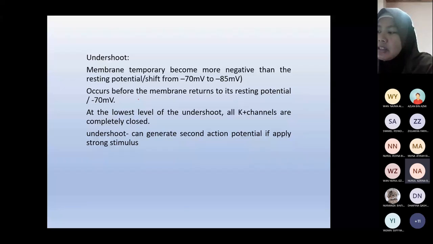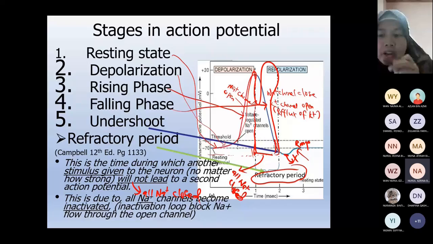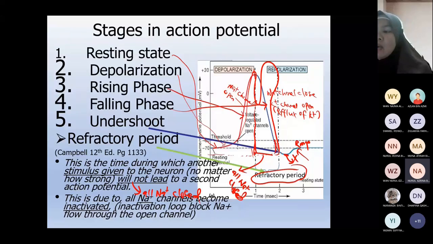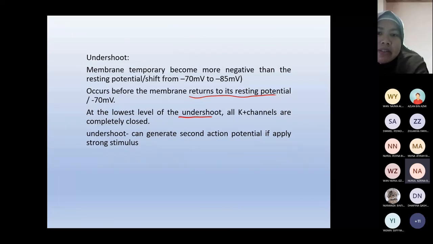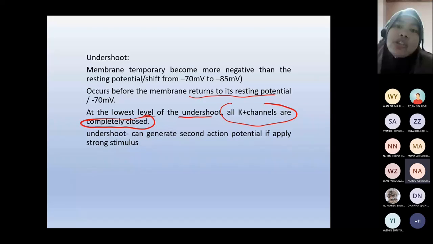Right, you can see back to the picture. The undershoot happens before the resting membrane potential is re-established. Can you see it there? The undershoot is the very lowest point before the membrane goes back to the resting membrane potential. At the lowest level of the undershoot, all potassium ion channels will be completely closed, and during the undershoot, it can generate a second action potential if there is a strong enough stimulus.